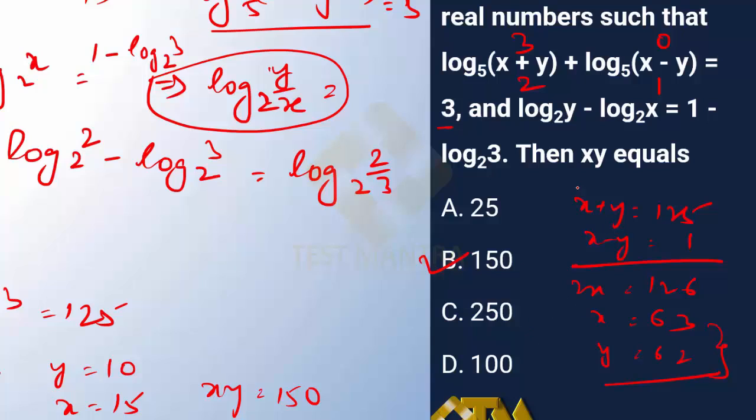Similarly, I'll take x plus y as 2 here. That means the value is 5 square, 25, and x minus y is 1, which is equal to 5. That gives you x as 15 and y as 10. The product is 150, which is available there. So I can also utilize the options to work on these values.